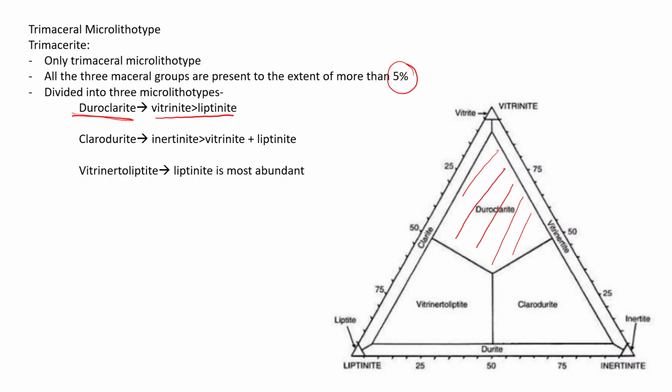Clarodurite has inertinite more than vitrinite and liptinite together. So you can see this in this field, which is closer to the inertinite group of macerals. It has inertinite more than vitrinite and liptinite taken together, while in vitrinertoliptite, in the same way, the liptinite group of macerals in this field is the most abundant. Okay, so this is all about the microlithotypes.